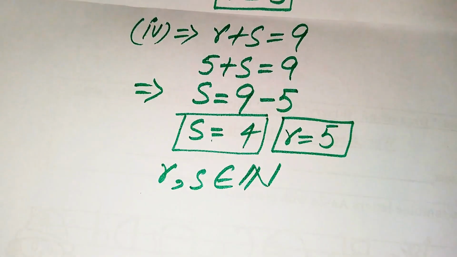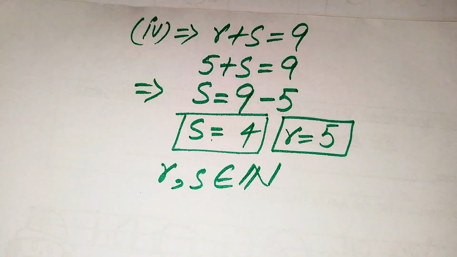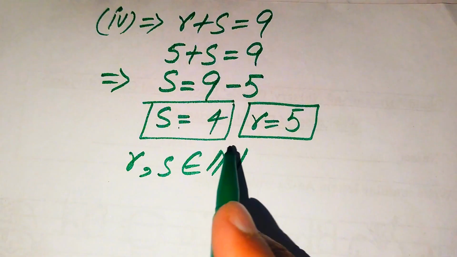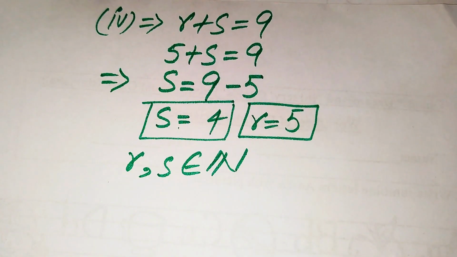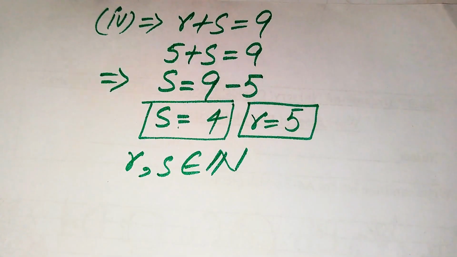So this means that these are the two natural values of r and s, which is the required solution of the given equation. This is our final answer of this question, and thank you so much for watching this video.